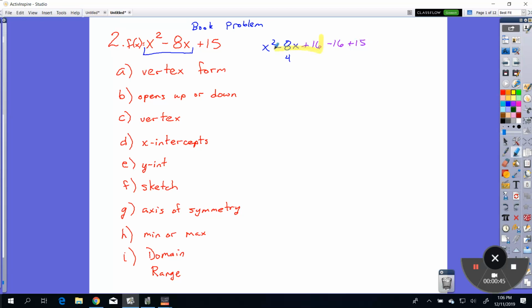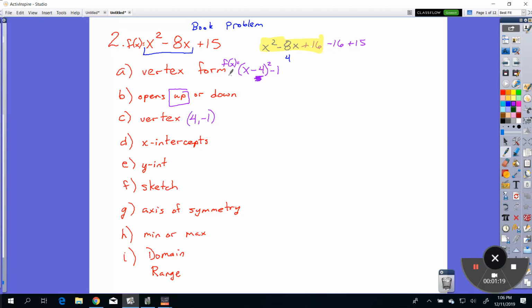Now the first part that we just did, x squared minus 8x plus 16, will factor to be x minus 4 squared. And then 15 minus 16 is negative 1. So that's my equation in vertex form. Because this is an x squared that is positive out here, I know that it opens up. The vertex is at 4, negative 1. Remember, it's always backwards of whatever's inside of here.